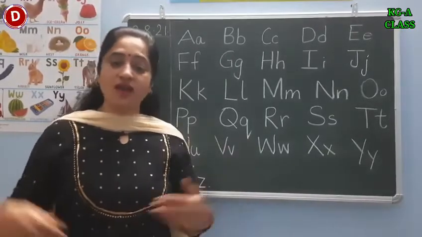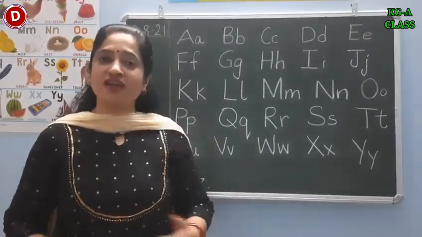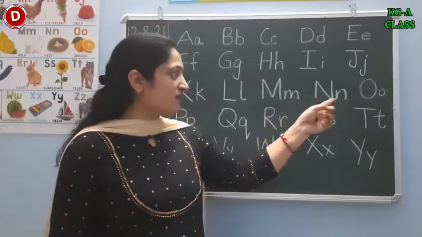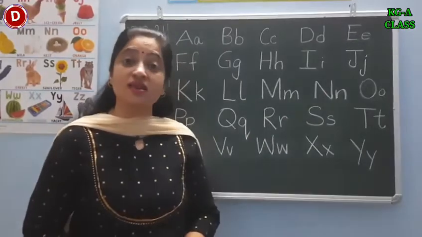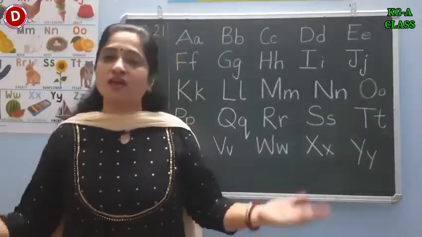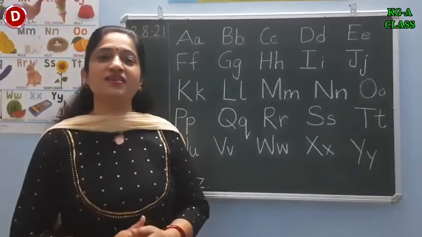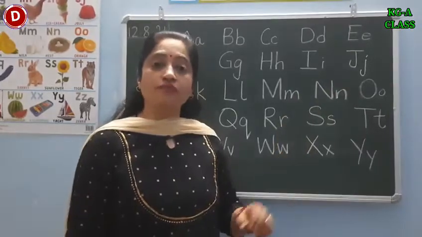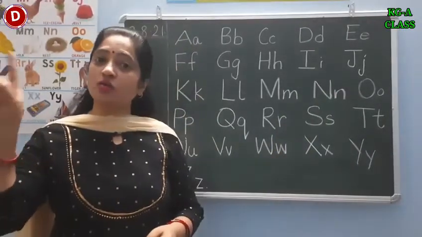The mom and the dad make many meals for their hungry children. Now comes N. Capital N and small n. N says n. Hear the aeroplane making lots of noise. N says n. Now comes O. O says O. Now it's dark, the light goes on.